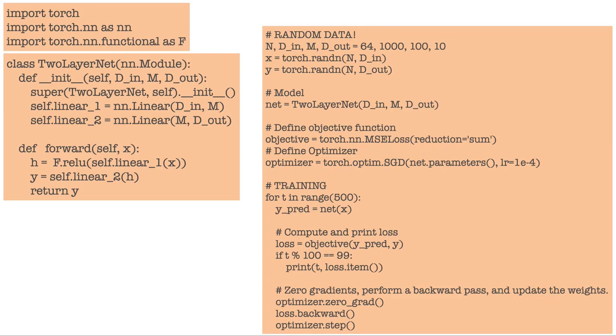Then we initialize our neural network. We define our objective function. In this case, this is mean squared error loss. We define the optimizer, and PyTorch also provides different optimizers like stochastic gradient descent, Adam, RMSprop and so on. Here we use SGD because this is what we are used to.